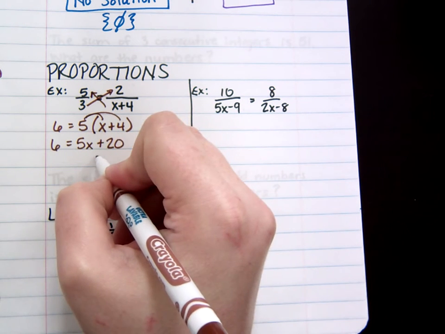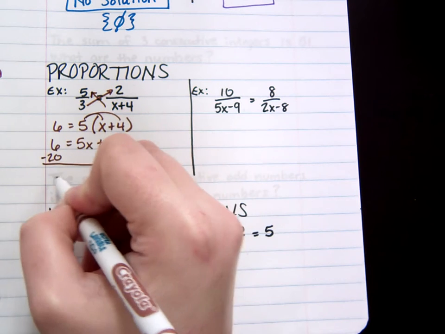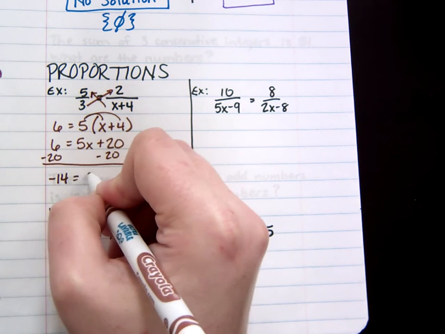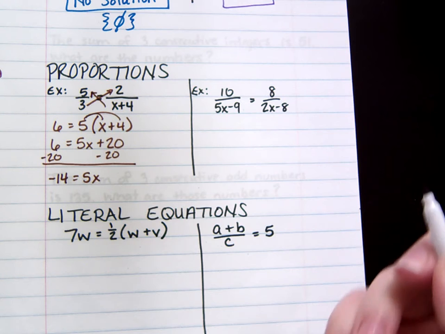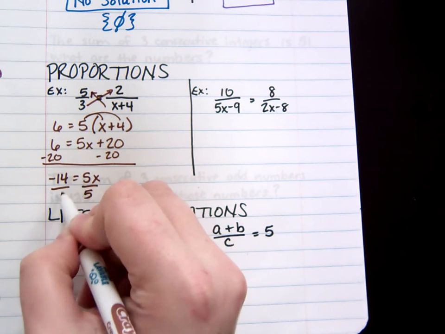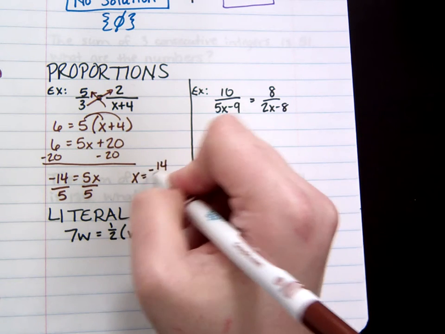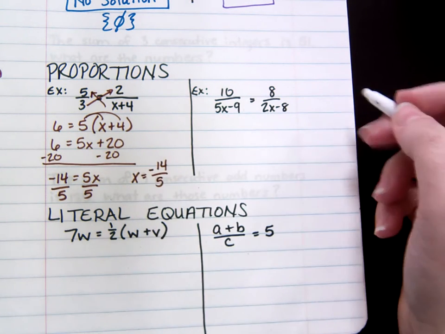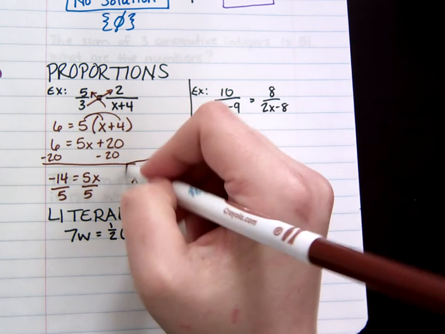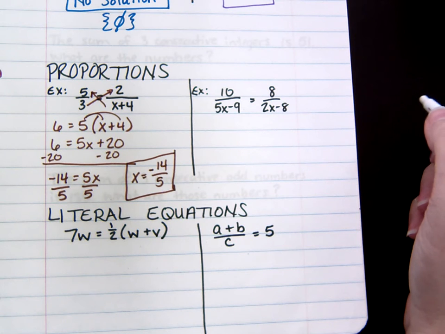Subtract 20 from both sides. This gives me negative 14 equals 5x. And then finally, to get just x, you divide both sides by 5. So negative 14 fifths. Although if you do negative 2.8, I will allow that because it is a short decimal. But remember, if it's a long or repeating decimal, put it as a fraction.